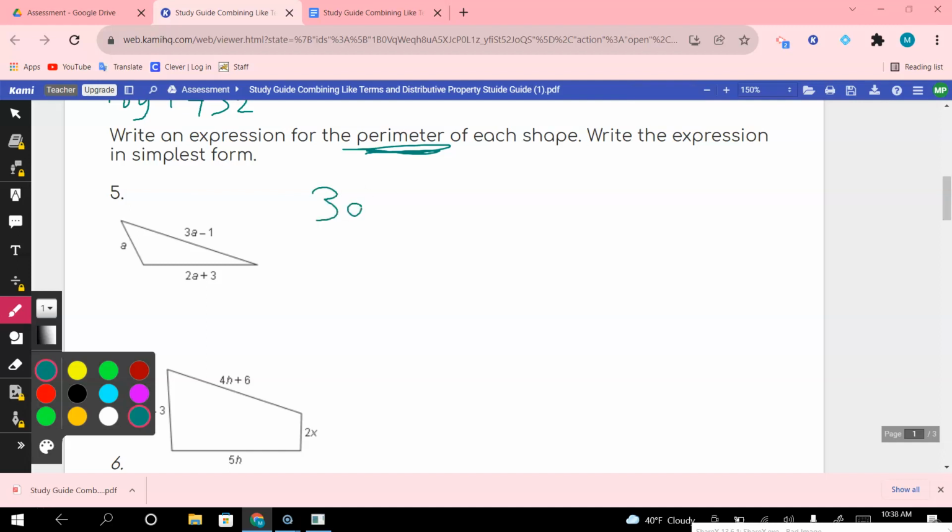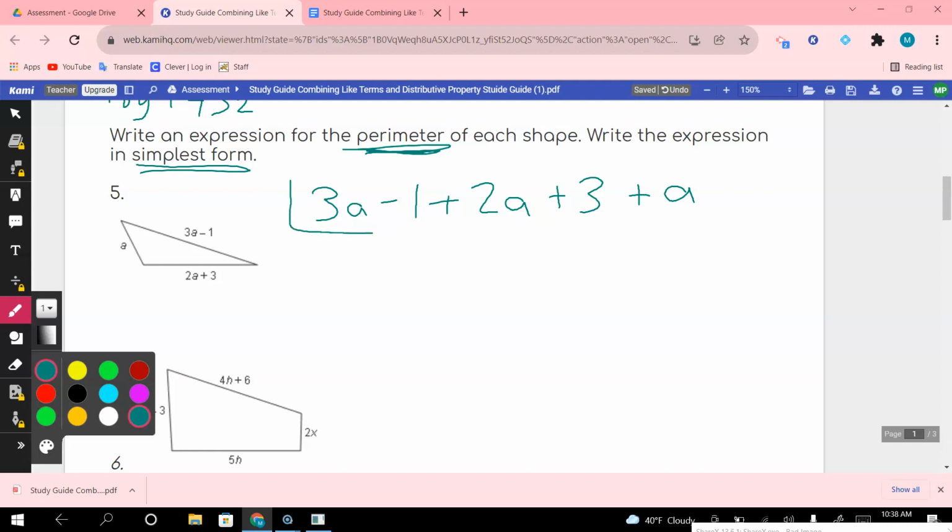So 3a minus 1 plus 2a plus 3 plus a. So that's all 3 of the sides added together. It does not matter what order that you're adding the sides in. I could have started with a and then added plus 2a plus 3. That part doesn't matter. But it did ask us to write it in simplest form, so therefore we do need to combine our like terms.